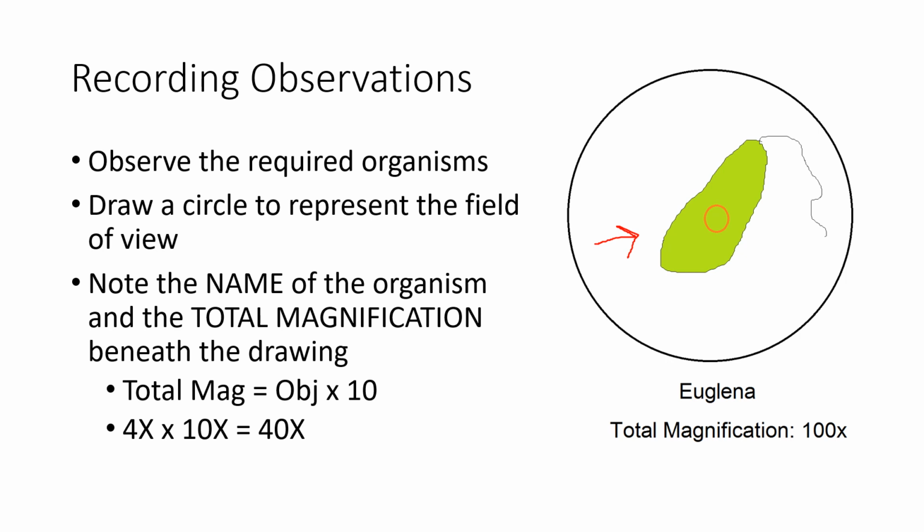Once you've got your drawing of what you actually saw, you'll want to provide a little bit of information beneath the field of view. First, you want to provide the name of the organism, if you know it, or if you don't know it, you could say something like unknown protist. Second, you want to provide the total magnification beneath the name. The total magnification represents how many times the image you are looking at was magnified from the original.